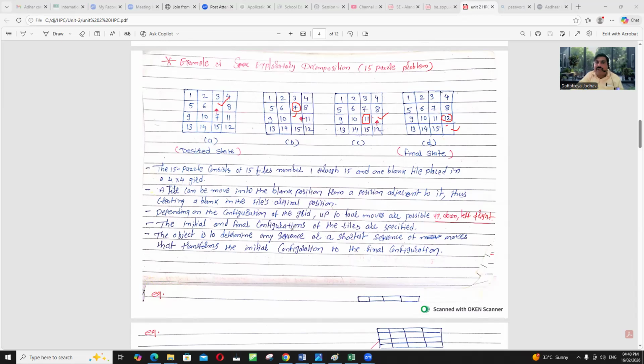So the initial and final configurations of the tiles are specified. The objective is to determine any sequence or a shortest sequence of moves that transforms the initial configuration to the final configuration. So depending upon the movement, there are a number of possible solutions, and those solutions come at the end of that.